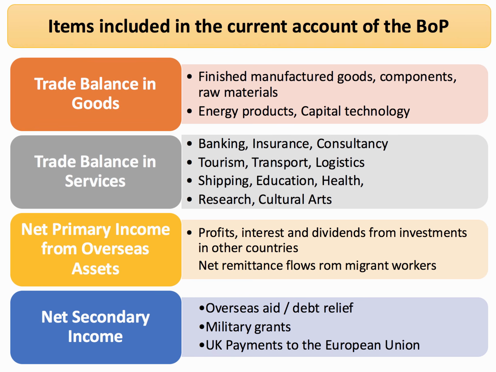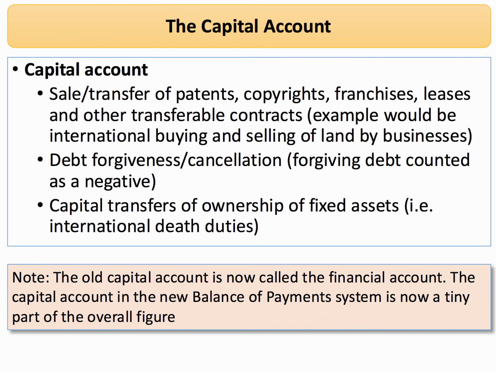Likewise, the net secondary income includes things like aid payments, humanitarian aid, bilateral aid. There could be some debt relief there, military grants, and of course the UK for the moment, for the next year or two, is inside the EU, so the payments we make to the European Union would count as an outflow on the current account.